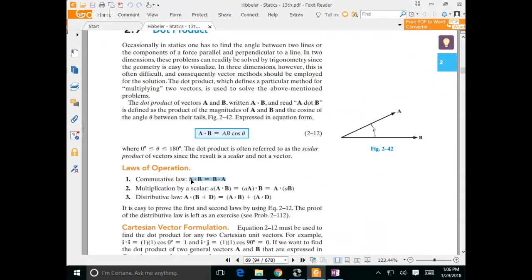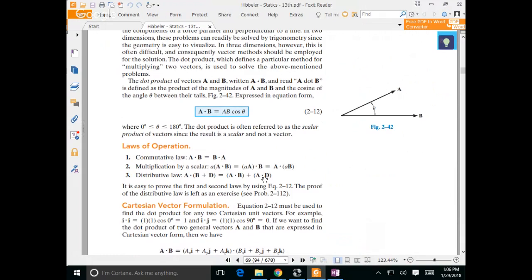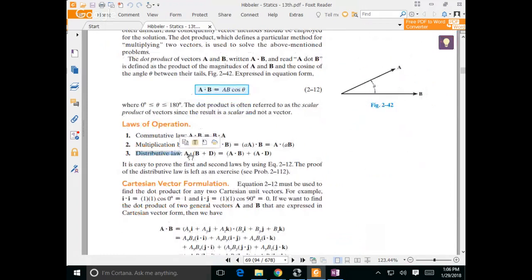The commutative law means if you dot A and B, or swap it over to B dot A, you get the same thing. The other is a scalar: if you make A 2 times as large, then the length becomes 2 times as large. And this distributive law is just like multiplication anyway. So you could think of a dot product as behaving kind of like a multiplication.